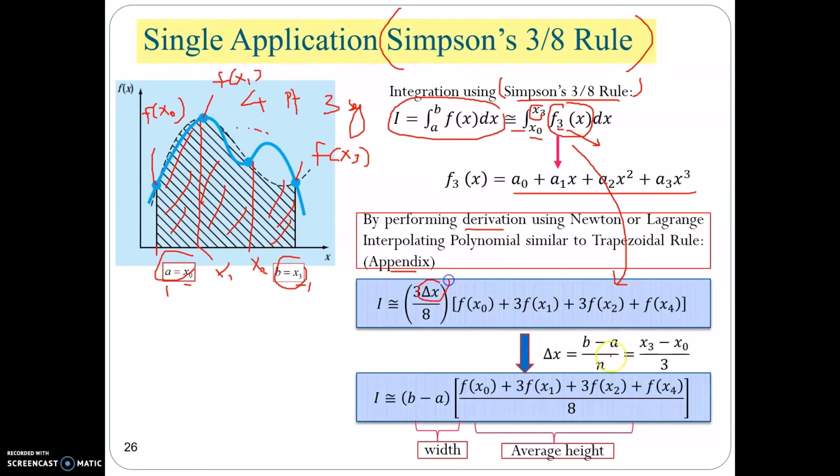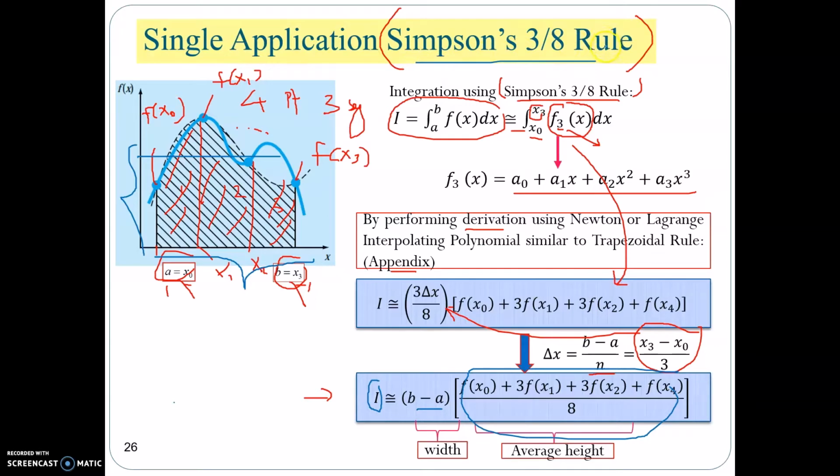Since we know the delta x equals this formula, b and a are equal to x3 and x0 respectively, and n is 3 segments, 1, 2, 3 here. Therefore, if I substitute this inside, you should be able to obtain this formula, where you have the integration equal to the total width, which is here, multiplied with the average height from this function, which is over here. Similar to the Simpson's 1/3 rule, for the Simpson's 3/8 rule, you have the 3/8 coefficient here.